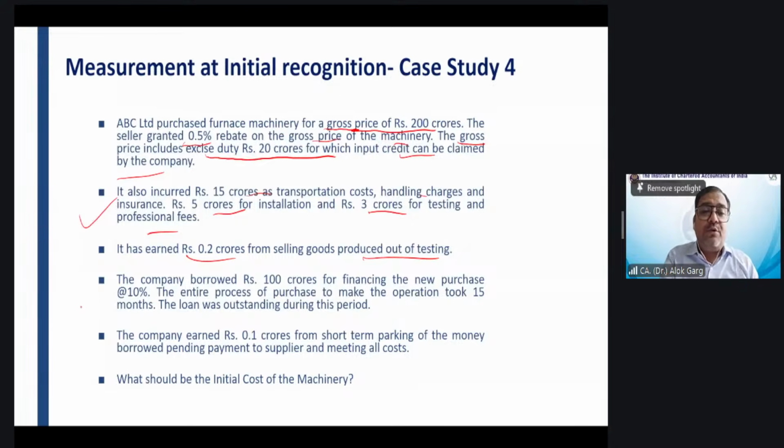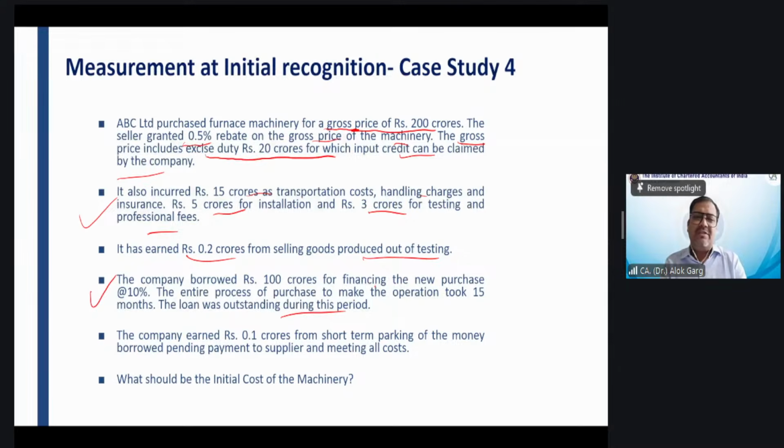The company borrowed rupees 100 crore for financing the new purchase at the rate of 10%. This company has borrowed 100 crores from the State Bank of India for constructing this machinery factory. The entire process from purchase to making it operational took 15 months, and the company is incurring a borrowing cost also, 10% on 100 crore, and this took 15 months to get the machine ready for production. The loan was outstanding during the period.